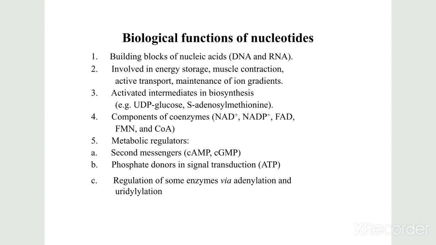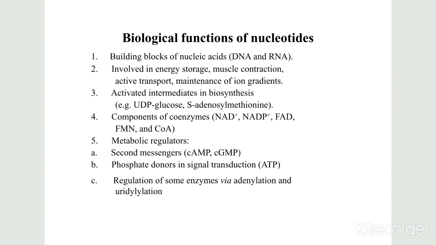Nucleotides are also used as metabolic regulators, and metabolic regulators are those molecules that regulate metabolism in response to energy demand and supply. For example, secondary messengers like cyclic AMP, that is cyclic adenosine monophosphate, and cyclic GMP, that is cyclic guanosine monophosphate. Cyclic AMP is synthesized from ATP and it is involved in intracellular signal transduction and is used for the regulation of glycogen, sugar and lipid metabolism.